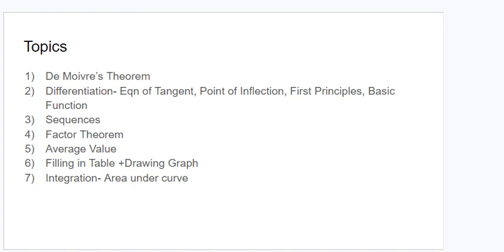Trees, sequences, then factor theorem comes up every year. Average value, that's the integration with the average value. And then filling in a table and drawing a graph, that's when you're given a function and you're just putting values from the table in and getting out what f of x is or whatever. And then you're drawing a graph. That's probably one of the easiest questions, definitely in section B anyway. And then integration: integrating a basic function came up in 2024, and integrating the area under the curve as well came up in 2024. And I'm going to go through all of those questions now.